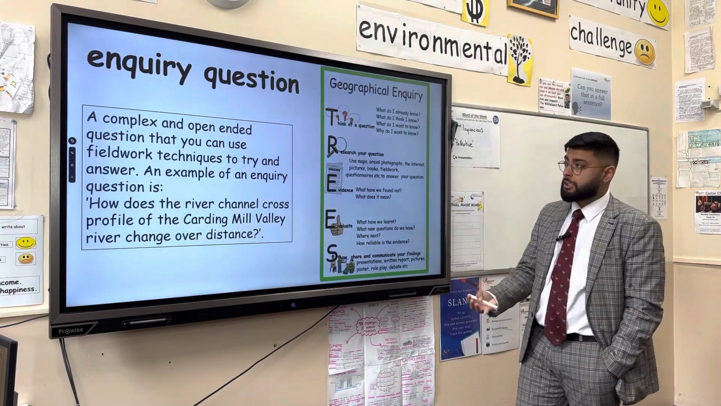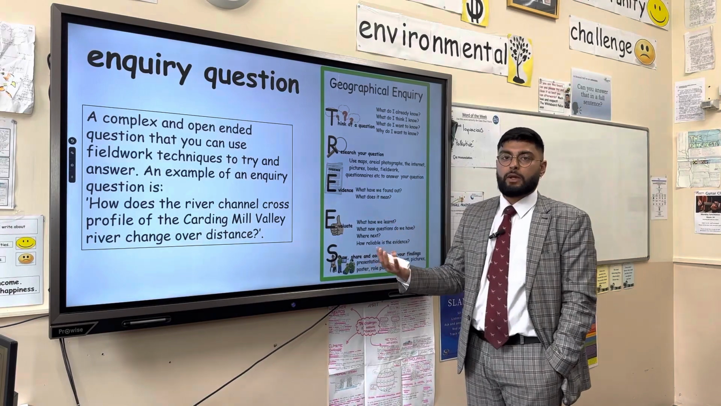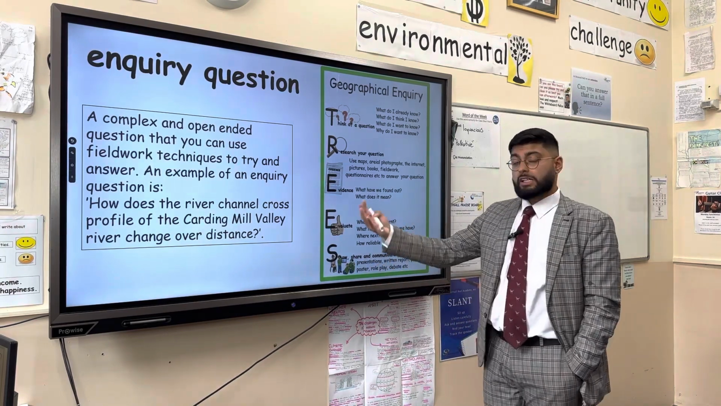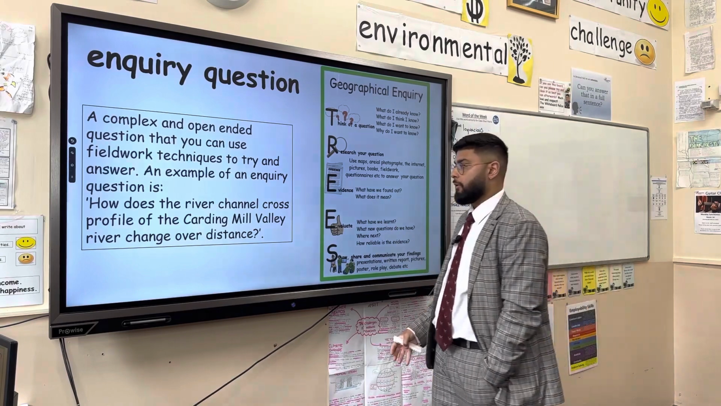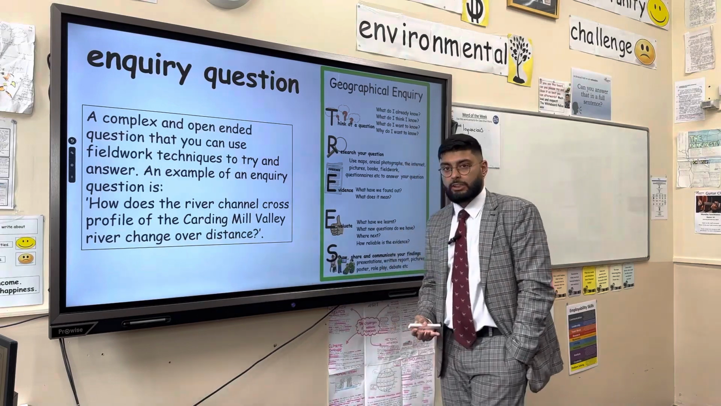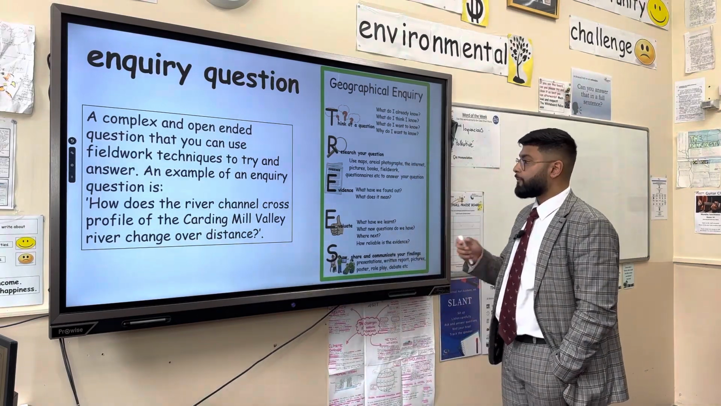An inquiry question is a really complex and open-ended question that we in essence are answering with our fieldwork. So an example of an inquiry question that you'll be familiar with is how does the river channel cross profile of Cardamel Valley River change over distance?